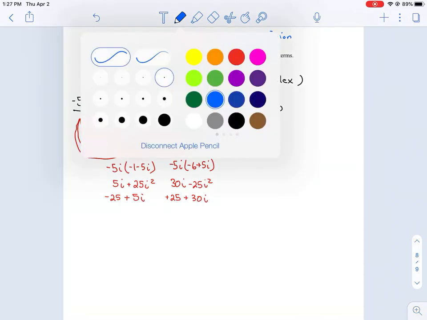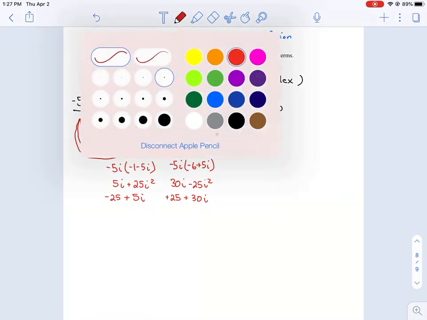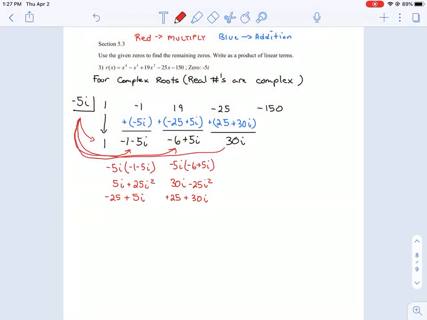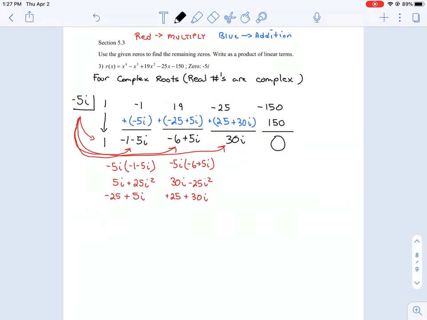Negative 25 plus 25 is 0. So this sum is 30i. And when you multiply negative 5i by 30i, you will get positive 150. So the remainder, as you should have already guessed, is 0. And again, the remainder is 0 because negative 5i is a root. All right, what are we going to do from here? Well, by the conjugate pairs theorem, since negative 5i is a root, positive 5i will also be a root.